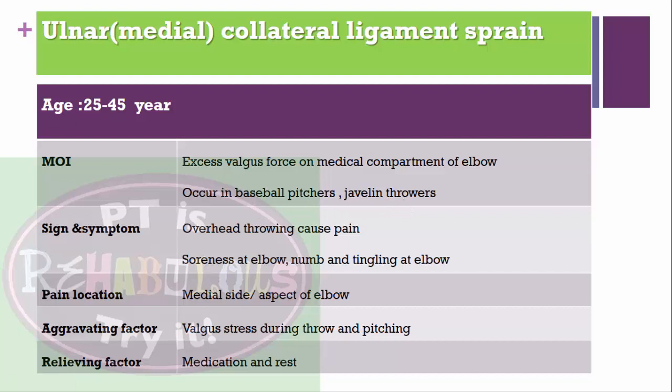They have the medial collateral ligament sprain. Signs and symptoms: overhead throwing causes pain and soreness at the elbow. The patient may feel numbness and tingling at the elbow. Pain is located on the medial aspect of the elbow. Valgus stress test or throwing and pitching can aggravate the pain, and medication and rest relieve the pain.